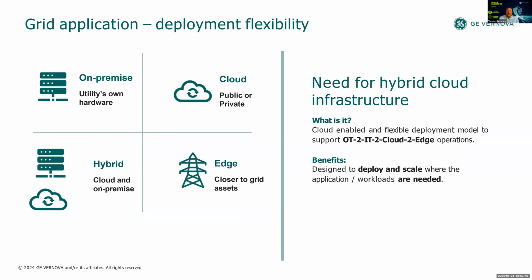Grid software that works in any infrastructure environment is important for grid flexibility, speed, and scale. Grid applications of today and tomorrow need to be able to be deployed and scaled where the application is needed, whether on-prem, in the cloud, whether that's public or private, in the hybrid, multiple environments, or at the grid edge. This puts the journey to cloud front and center as utilities look to modernize grid operations. Utilities are looking to unlock flexible deployment models, which are critical to ensure grid applications and workloads are deployed where they are needed to support OT to IT to cloud to edge operations.